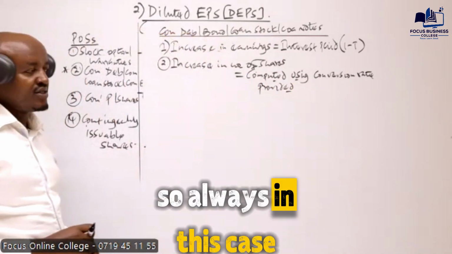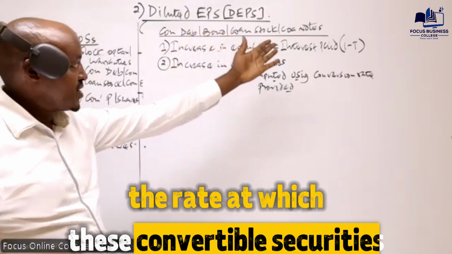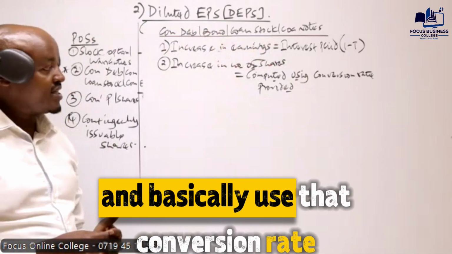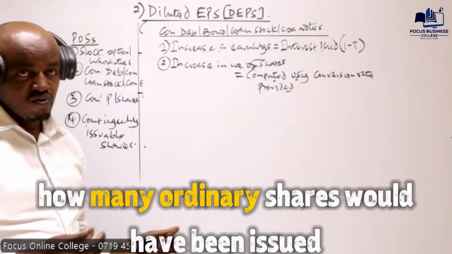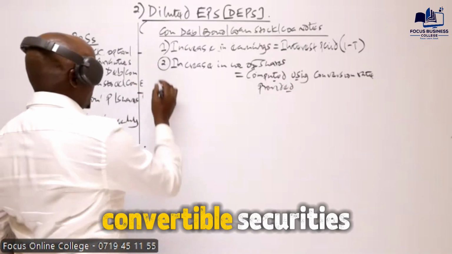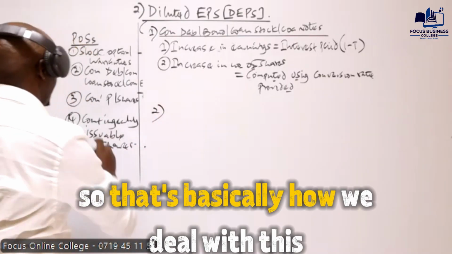So always in this case, you'll be given the conversion rate, the rate at which these convertible securities can be converted into ordinary shares. And basically we use that conversion rate to compute how many ordinary shares would have been issued if those convertible securities were converted into ordinary shares. So that's basically how we deal with this.